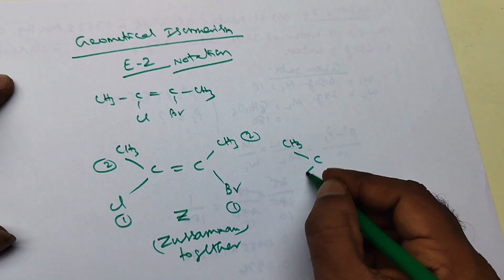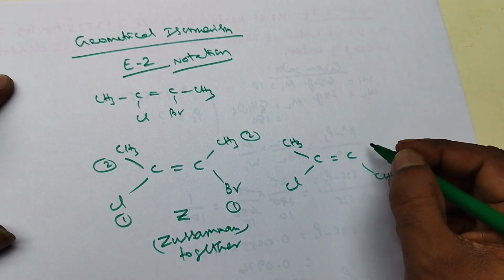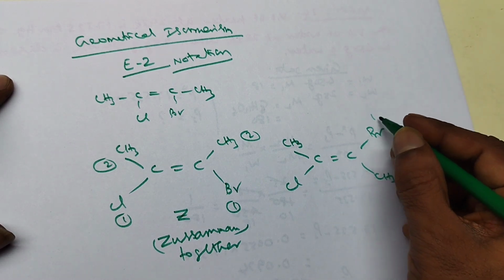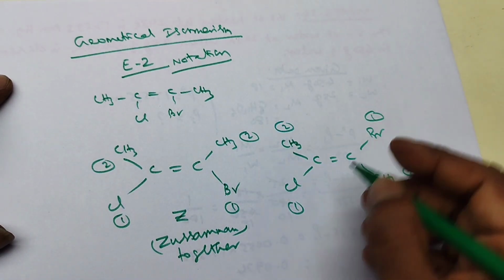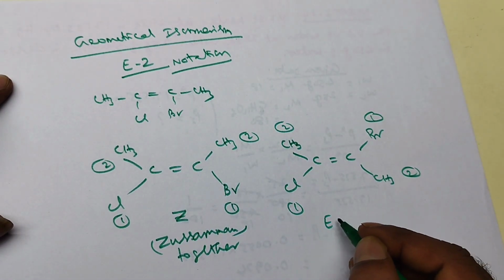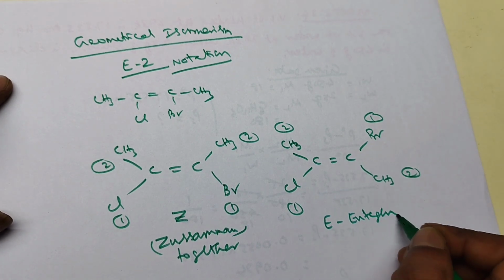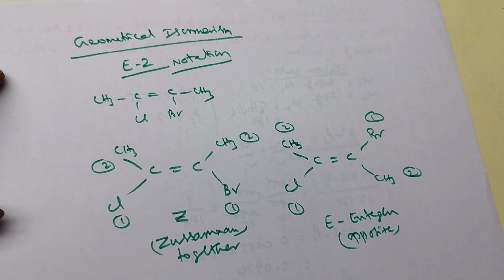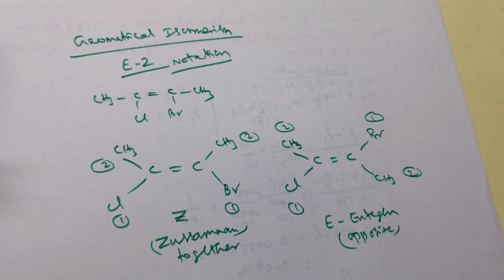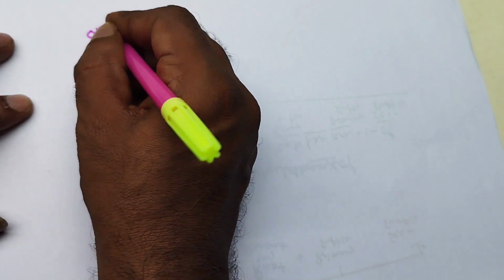CH3, C, Cl, double bond, C, CH3, Br. So this is 1, this is 2, this is 1, this is 2. When the priority 1 groups are on opposite sides, we use the letter E notation. That means Entgegen, which means opposite. So this is an extension of geometrical isomerism using E-Z nomenclature. Next we are going to discuss optical isomerism.